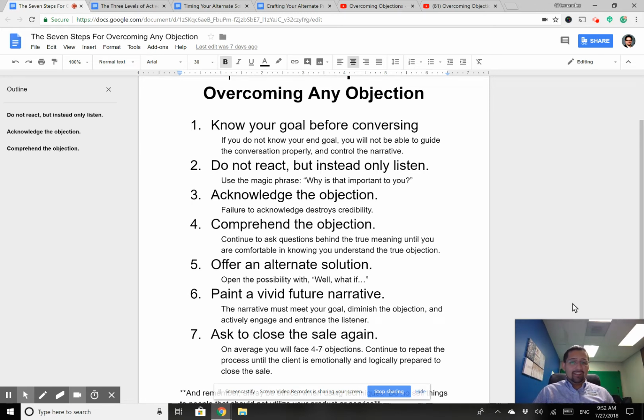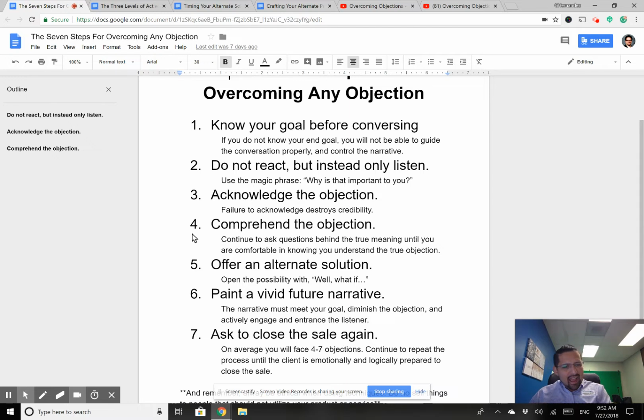And then number seven, the step that almost all salespeople forget about: ask to close the sale again. If you don't ask to close the sale, if you're not constantly making sure to loop back around to that process of closing the sale, you're leaving out the most important step. It doesn't matter if you do numbers 1, 2, 3, 4, 5, and 6 if you don't ask for the sale.